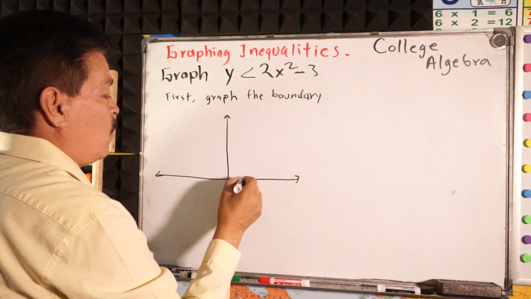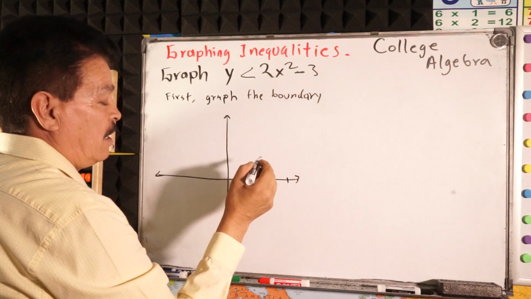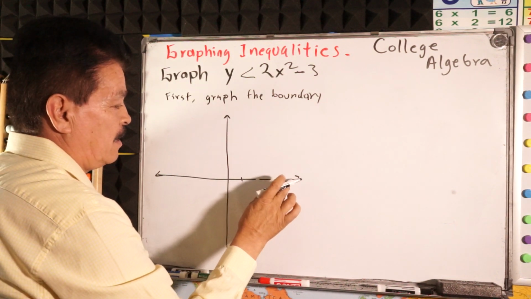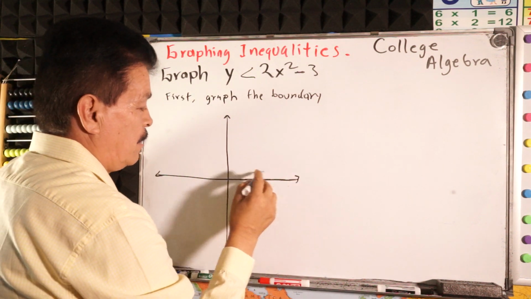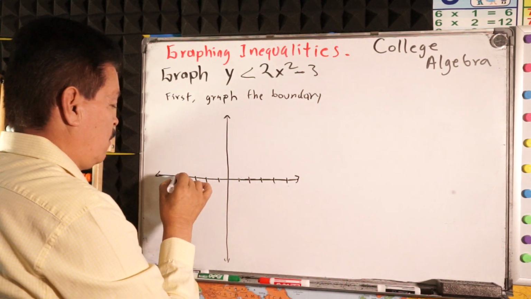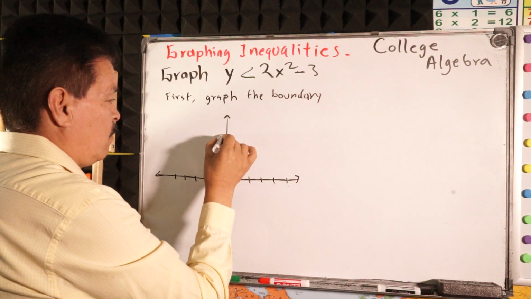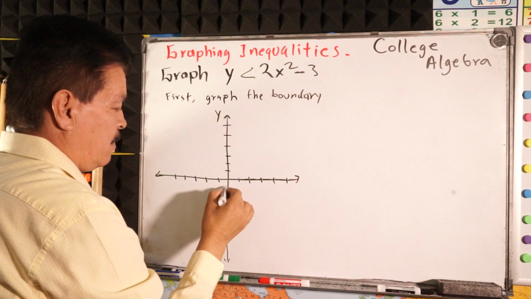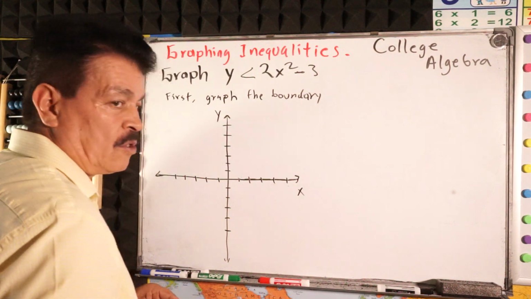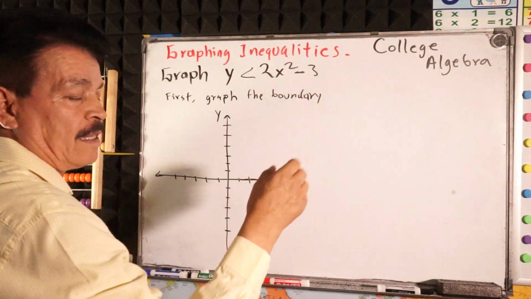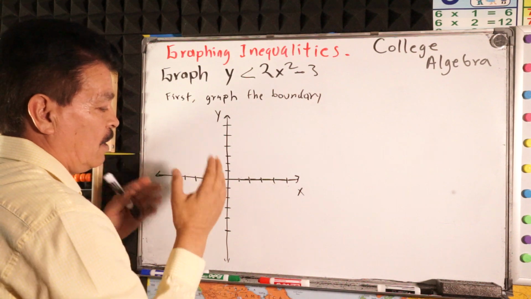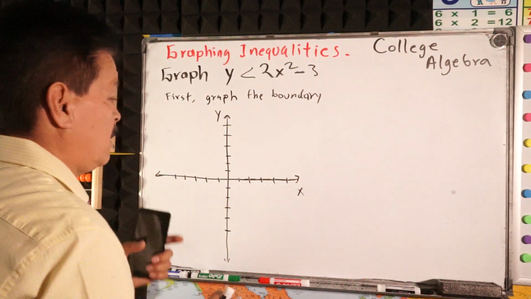Just 1, 2, 3, 4. Maybe smaller. So here, 1, 2, 3, 4, 5. 1, 2, 3, 4, 5. 2, 3, 4, 5, 6. It's wide. 1, 2, 3, 4, 5. So this is x. All right. I will not do the whole process to find the graph. You know how to find the graph. So the graph is ready right here.